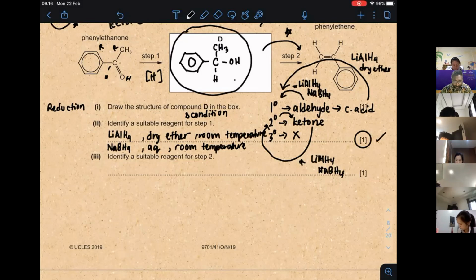Now identify a suitable reagent for step number 2. This one is from the beginning when we learned about hydrocarbons, even in AS. If you check your textbook, they mention this Al2O3, that you use it and then you can change it into alkene.